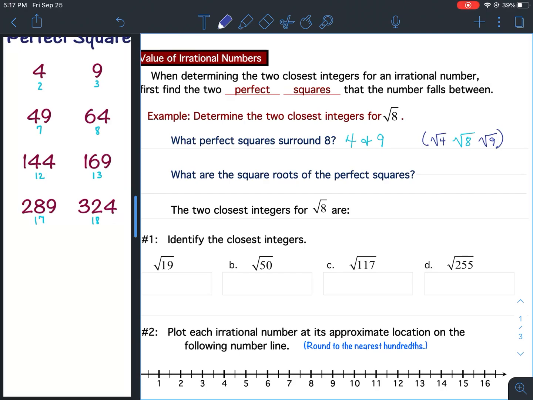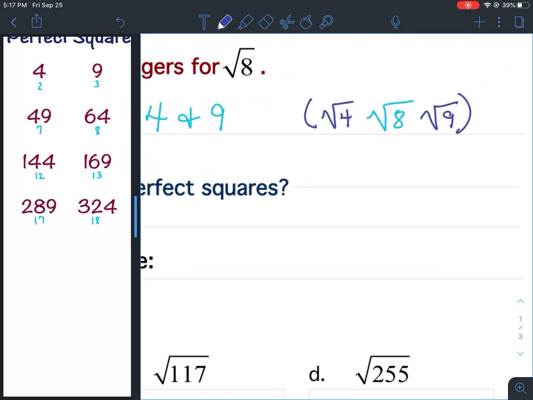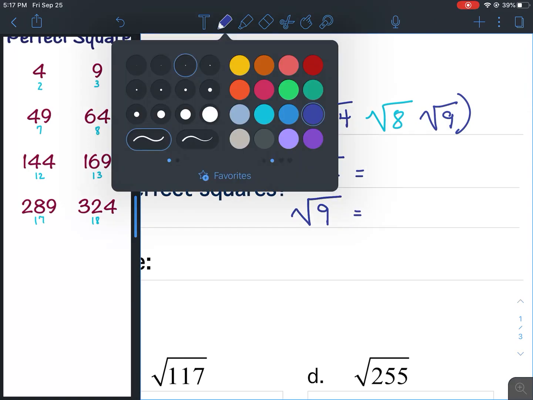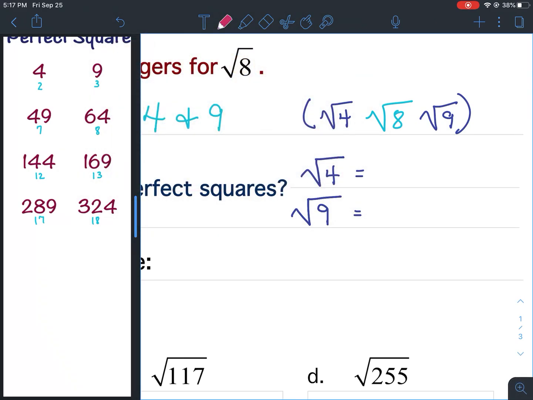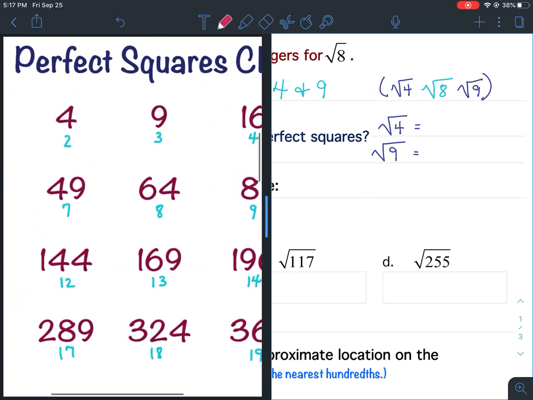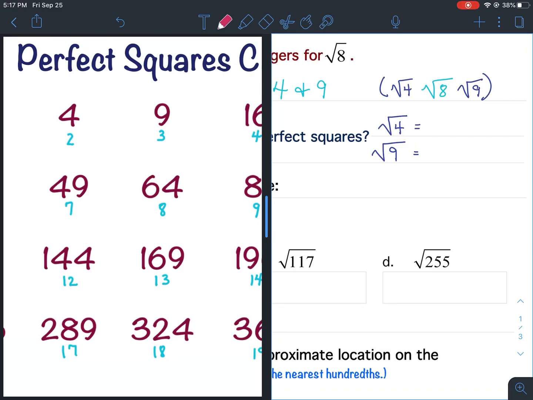So now let's find what the actual square roots are. I'm going to put down the square root of 4 and the square root of 9. Well, in the chart I made over here, the square root of the numbers is underneath it. So what is underneath the 4 and the 9? Well, the square root of 4 is 2, and the square root of 9 is 3.